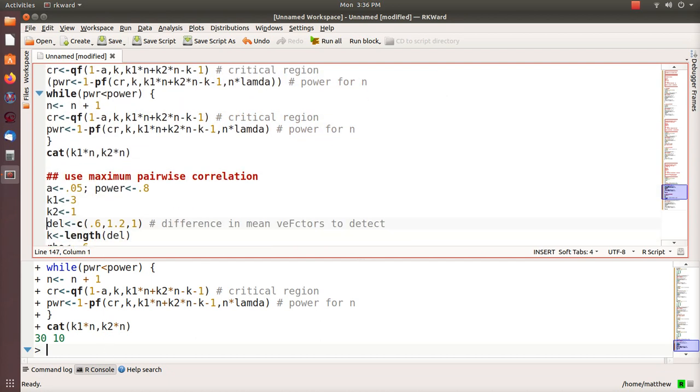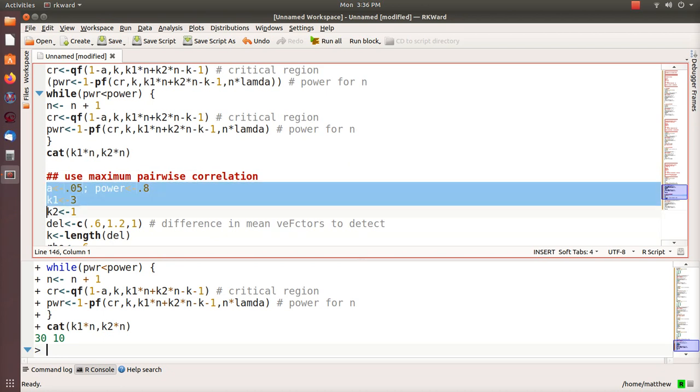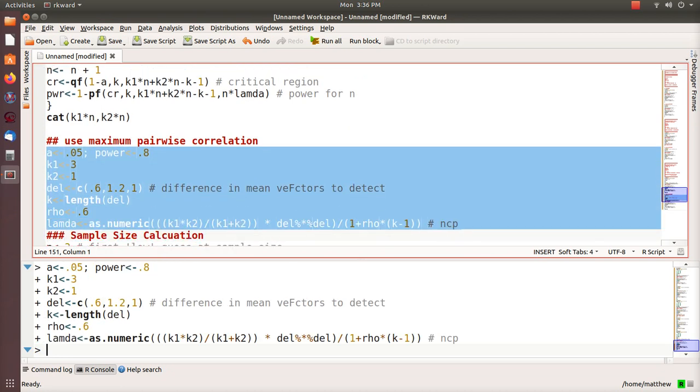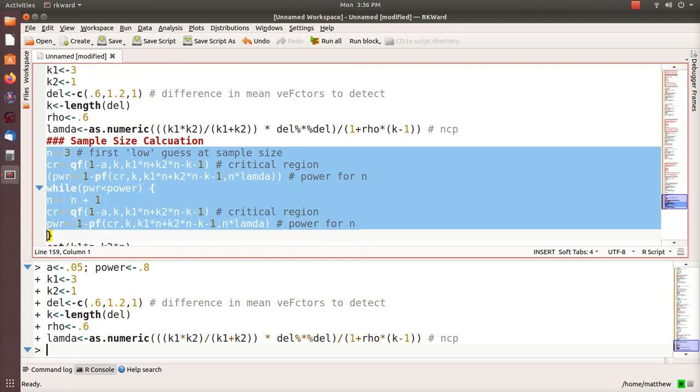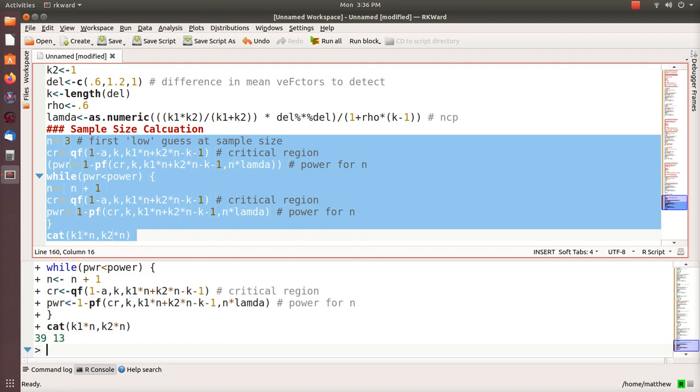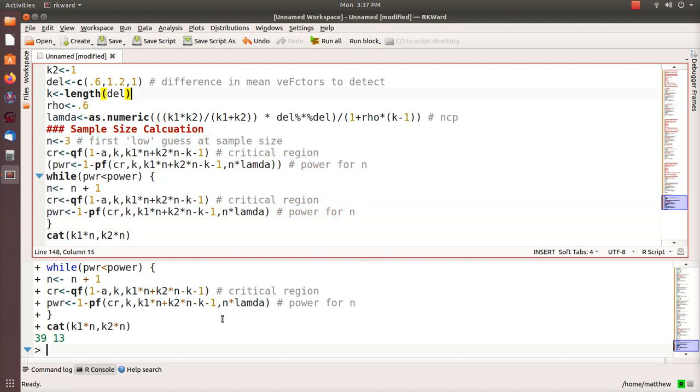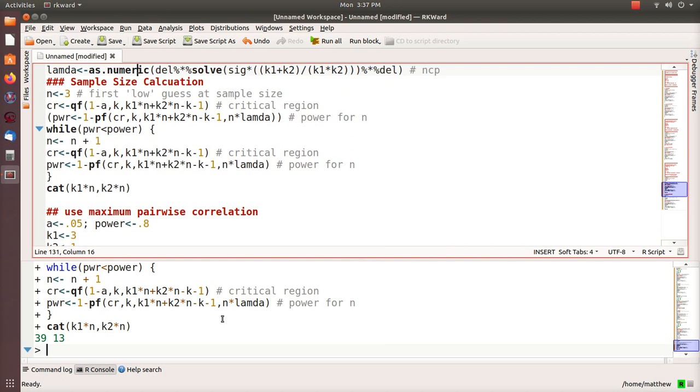Now let's look at it where we only use the maximum pairwise correlation as opposed to an estimate of the covariance matrix. So we run that in, same 3-to-1 randomization. Start out with a low n and run it through the program, and we need 39 and 13, where before it was 30 and 10. So we need an additional 12 observations, only using partial information. It's a conservative estimate, which kind of guarantees that we have the right sample size for the power that we want.